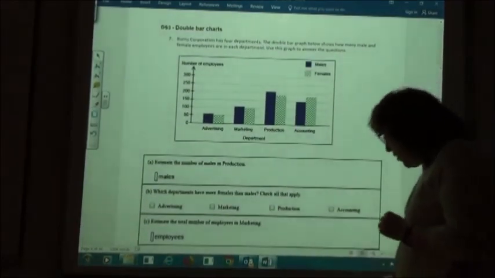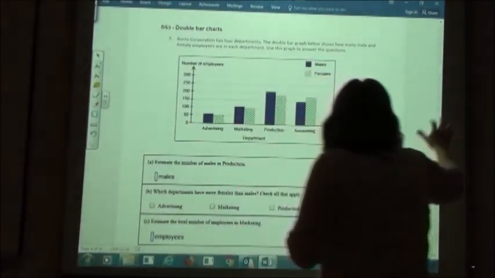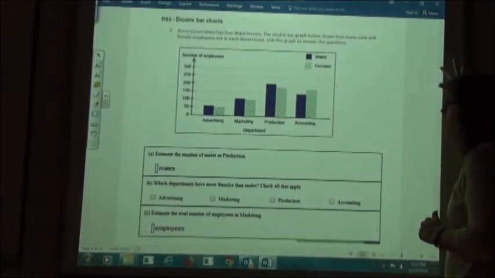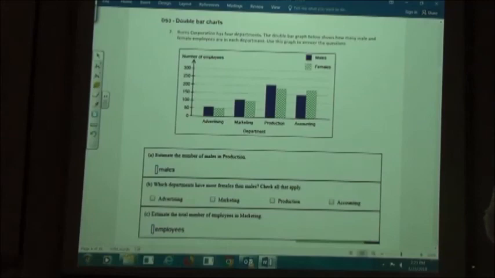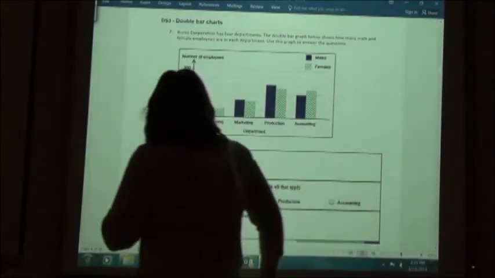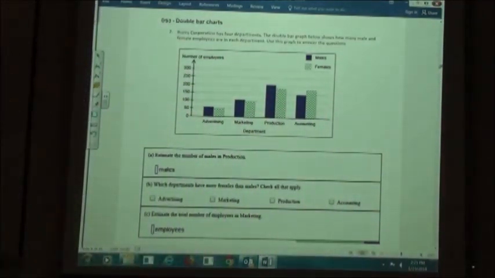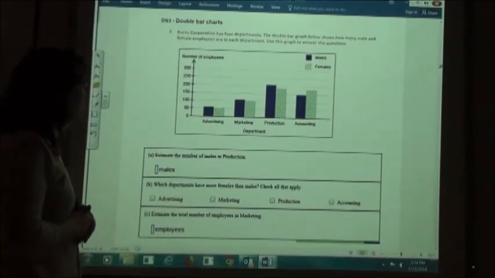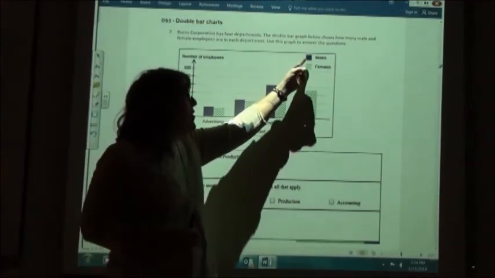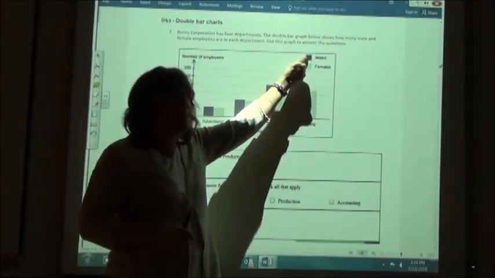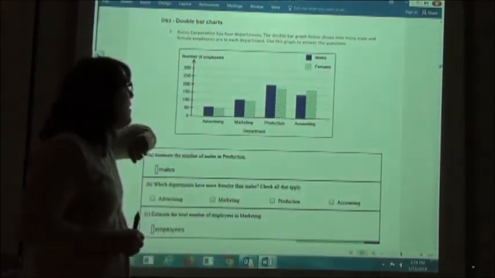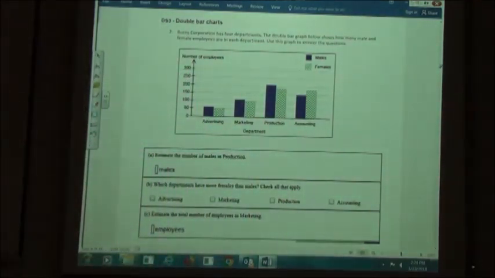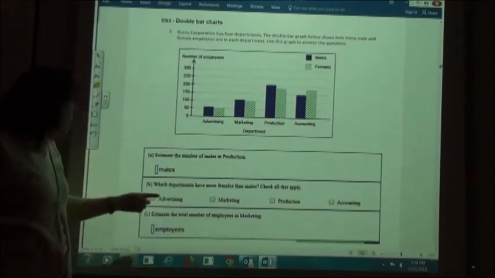Number 7 then. Now we're going to look at some bar charts. See if I can get the whole thing on here at one time. Double bar charts, in fact. Burns Corporation has 4 departments. The double bar graph below shows how many male and female employees are in each department. Use this graph to answer the questions. So the males are the solid ones in blue in this case. The females have the stripes through them since yours isn't in color like mine is. And we're just going to use the graph to answer the question.